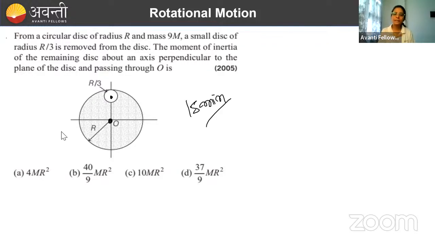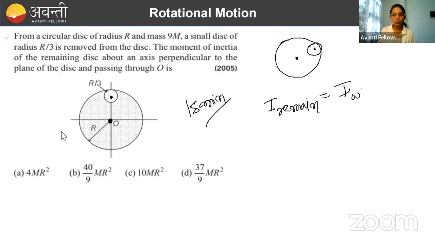क्या करते हैं हम लोग, बेसिक लॉजिक क्या है, लॉजिक आप लोगों को भी पता होगा कि if you are having a disk and if some sections we are cutting out of it, or if any kind of geometry it is, and if some sections we are cutting out of it, so how we will calculate the moment of inertia? So moment of inertia of remaining portion will be written as what? Moment of inertia of the whole minus moment of inertia of the cut portion.